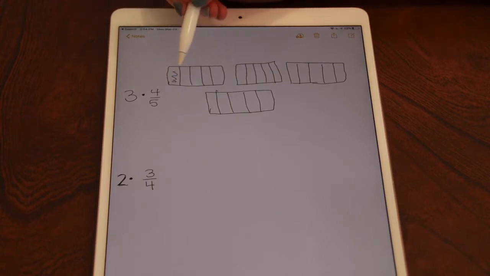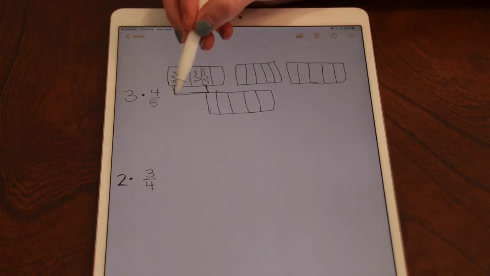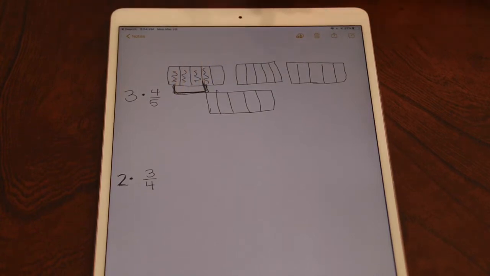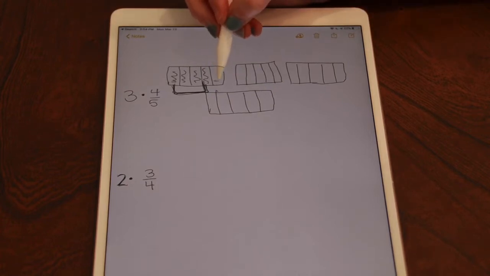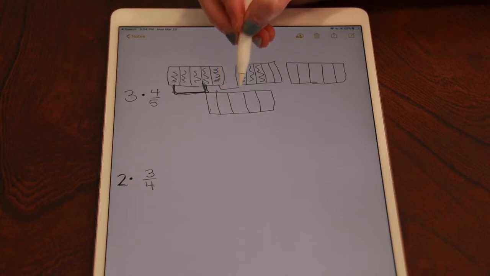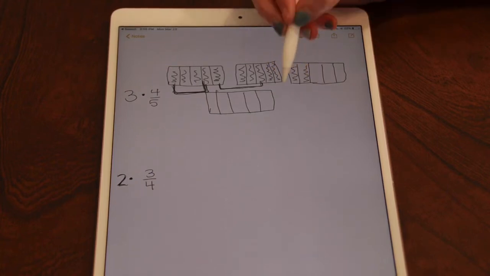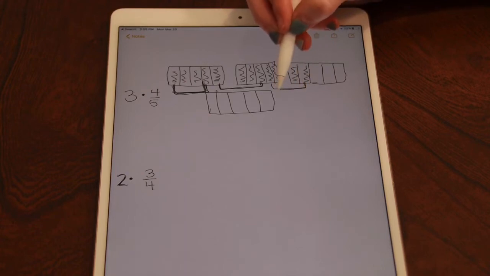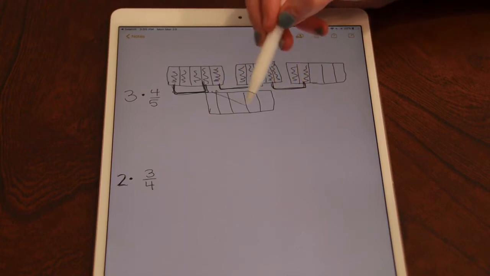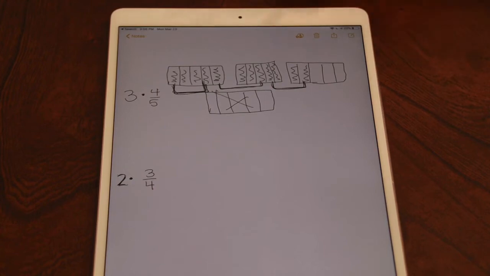So I go 1, 2, 3, 4. That is my first group of 4 fifths. Now I make another one. 1, 2, 3, 4. There's my second group of 4 fifths. I'll make another one. 1, 2, 3, 4. There's my third group. So I guess I didn't need this one down there. Okay. So I have 3 groups of 4 fifths.